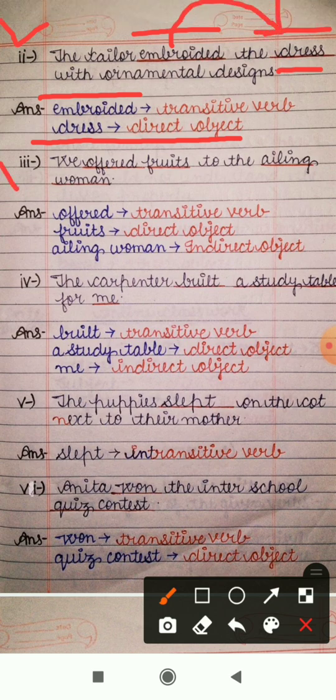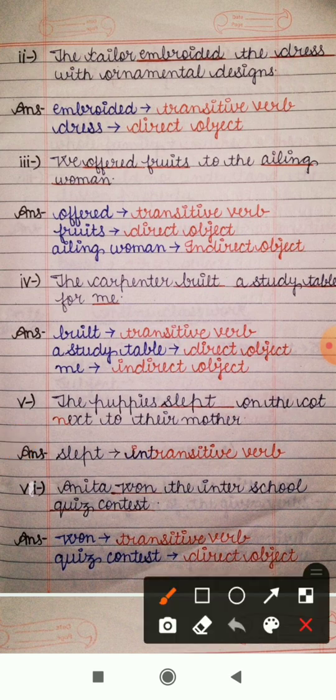The next sentence is, we offered fruits to the ailing woman. So here, what is the verb? The verb is offered, and what did we offer? We offered fruits. That means it is a transitive verb. So offered is a transitive verb. Then what did we offer? We offered fruits. So here fruits is the direct object that is receiving the action, that is offered. And to whom have we offered? We have offered to the ailing woman. So here ailing woman is the indirect object.